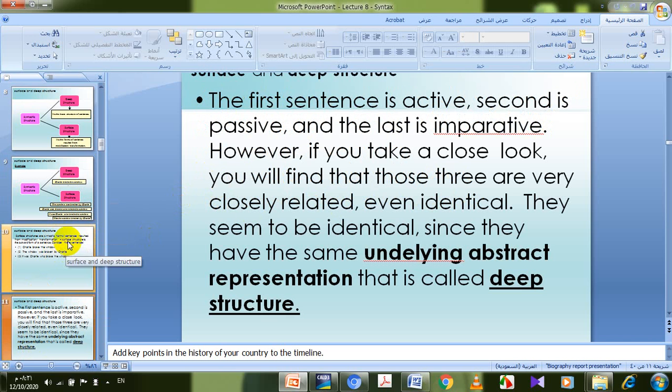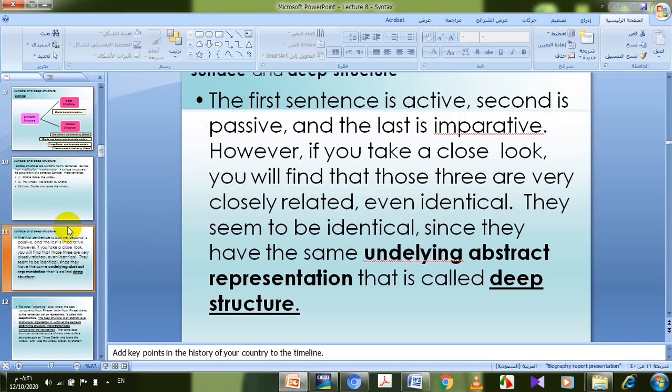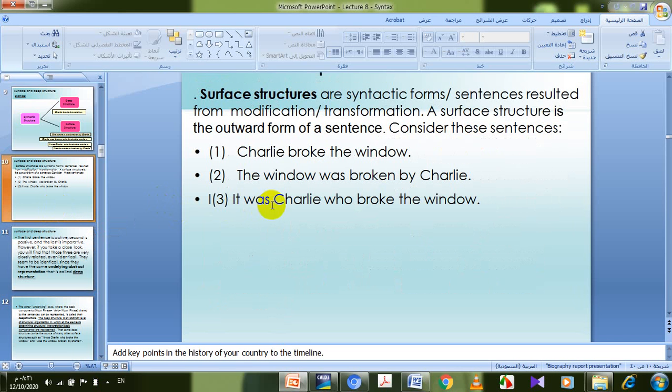The first sentence is active. The second is passive. And the last is imperative. So the last one must be: Break the window. Charlie broke the window. The window was broken by Charlie. And the last one should be: Break the window, Charlie. We can write it like this. Break the window. So imperative.